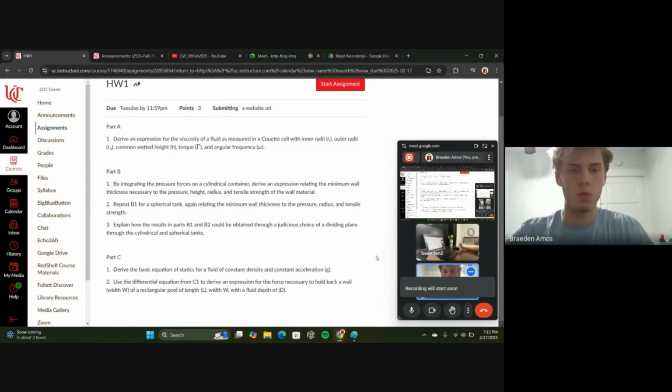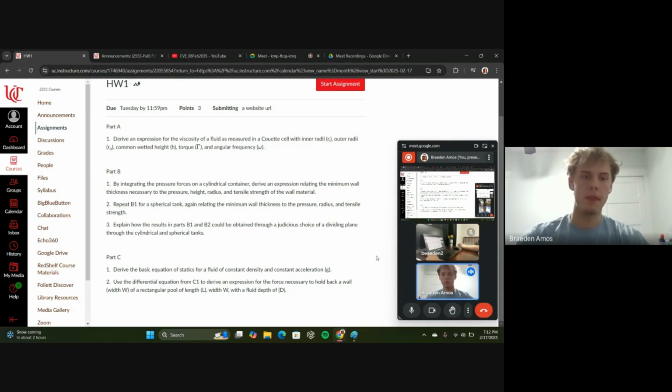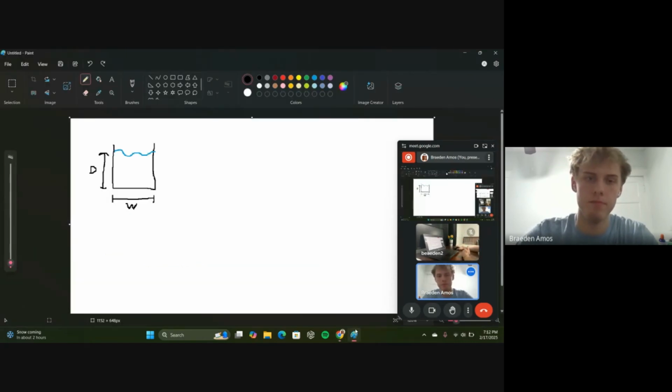Okay, so this is homework 1, part C, part 2. For this one, we need to use the differential equation from C1 to derive an expression for the force necessary to hold back a wall of a rectangular pool of length L with width W with a fluid depth of D. I've already drawn this, and what we know is that the length of the pool actually does not matter, no matter how long it is. All that matters is the depth of the water and the width of the pool. So I've just disregarded the length here. We have the depth D and the width W.